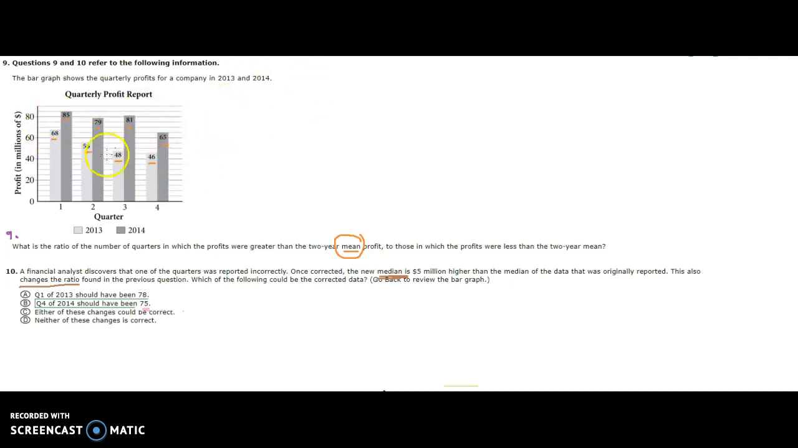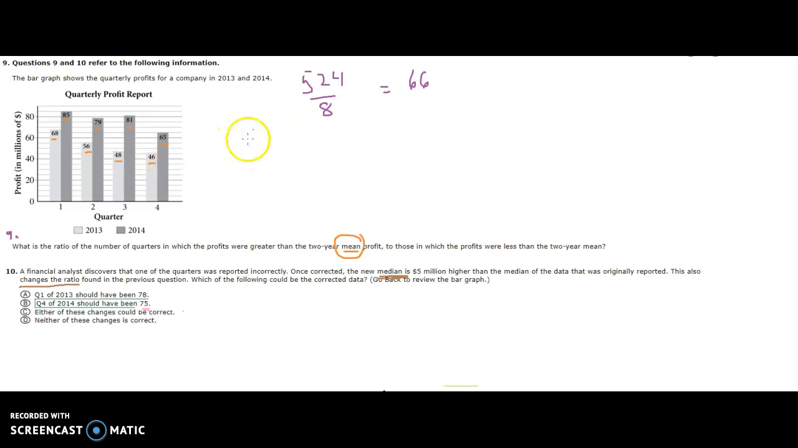I'll let you do this as an exercise with a calculator, but you should end up with 524 as the sum of all these. Divide that by 8, and we end up with 66. So the average profit is going to be 66. And then the question is, what is the ratio of the numbers that were above the mean compared to those below?